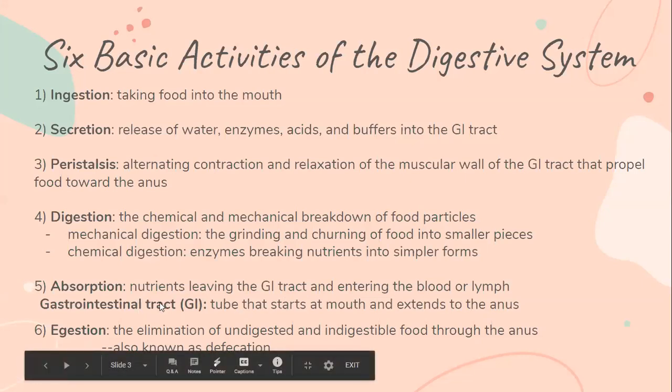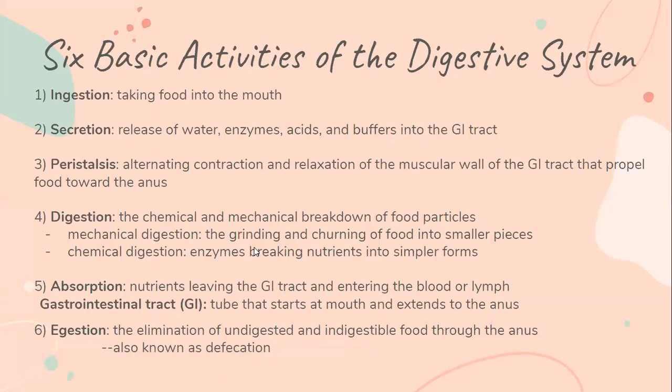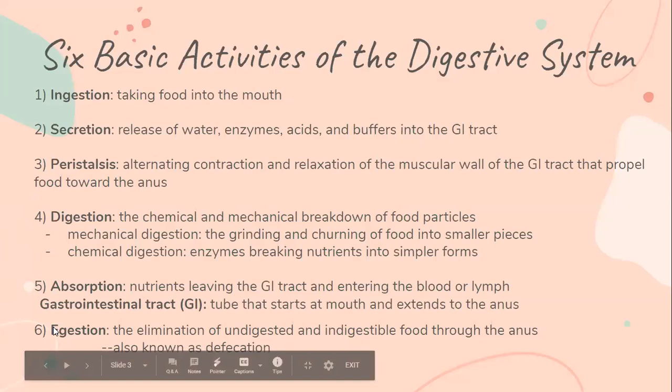And your gastrointestinal tract, like I discussed earlier, is a tube that starts at your mouth and extends to the anus. So it's the whole pathway the food takes through the body. It's a very long tube. And then last is egestion, which is the elimination of undigested and indigestible food through the anus. So also known as defecation, bowel movements, stools, all that. So it starts at ingestion, which is taking food in the mouth, and ends with egestion.